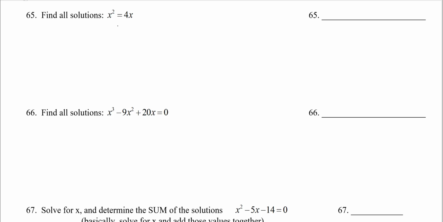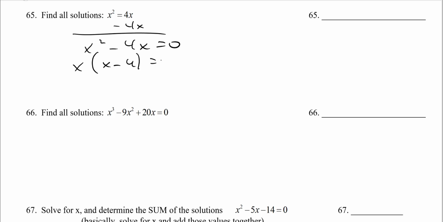This one, I need to move it over. So I subtract 4x. Remember, it's got to be equal to 0, guys. So subtract 4x. So I get x squared minus 4x equals 0. And then I factor out an x. So x equals 0. X minus 4 equals 0. Add 4. X equals 4.